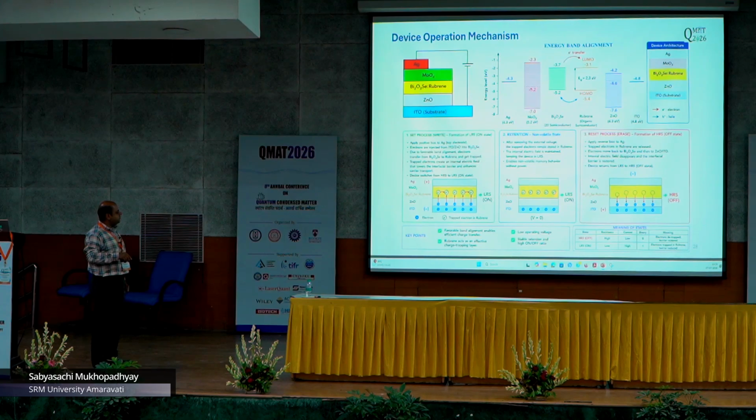And then when we try the erase or reset process, we have to apply reverse bias on the top electrode. In that case, the electrons will be repelled again from the ITO, and then we are going to go to the higher resistance state. So this favorable band alignment enables efficient charge transfer. The ruby here is going to act as the effective charge trapping layer, and then we are going to have a very low operating voltage compared to silicon, and the switchable retention and the high off-on ratio that we are expecting in those devices.